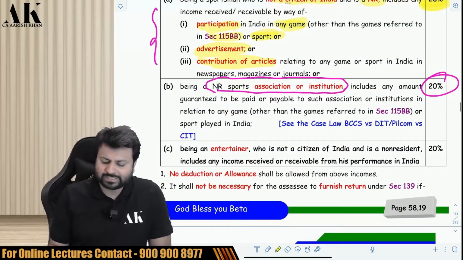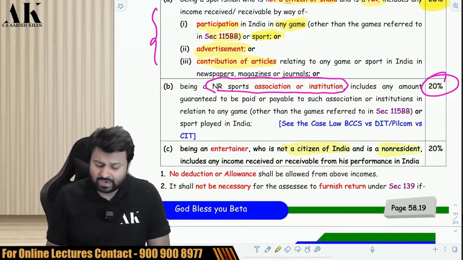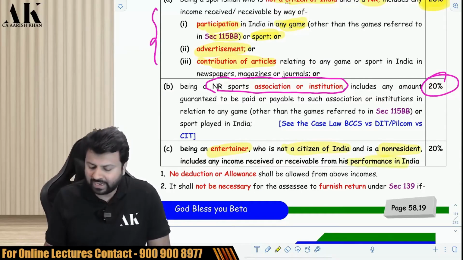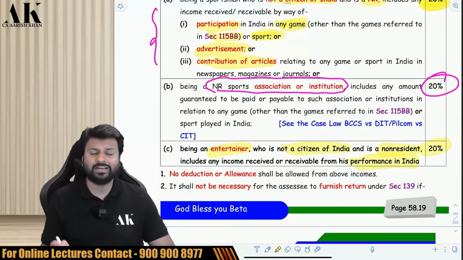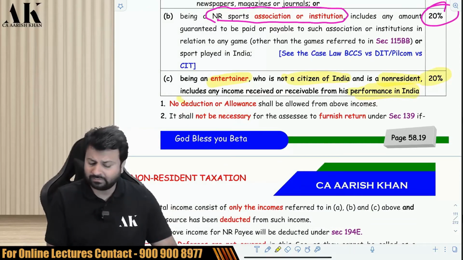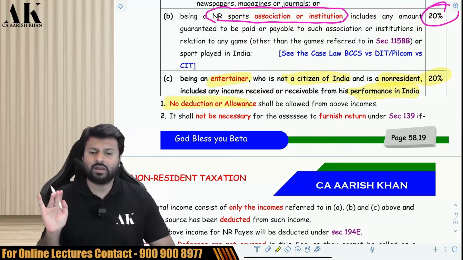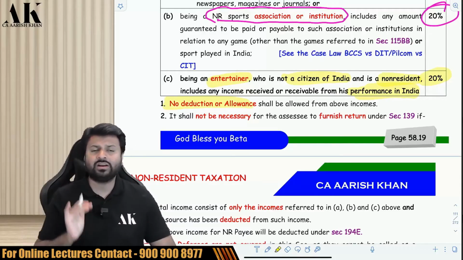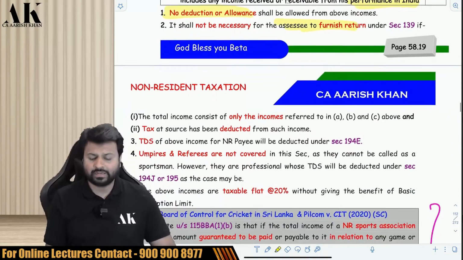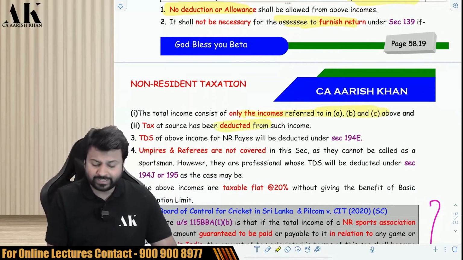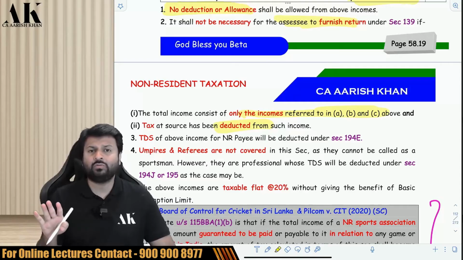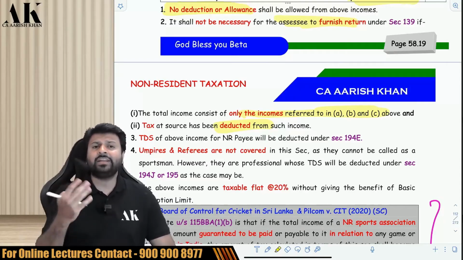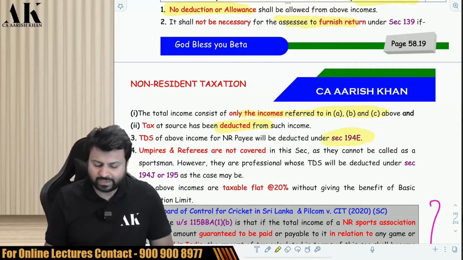Next, if there is a non-resident entertainer who is not a citizen of India, and they are performing in India like singing, dancing, music, etc., they will also be subject to 20% tax in India. Are they going to get any deduction out of the above income? No deduction or allowance out of the above income will be allowed to the assessee. We are really sorry for that. Are these non-resident sportsmen or sports association, etc., or entertainer liable to file the return? They are not liable to file the return if they earn only the above income and that TDS is deducted. If only above income is earned and TDS is deducted, then there is no liability to file the return of income. Then where is the TDS of these people deducted? These people's TDS is deducted under 194E.